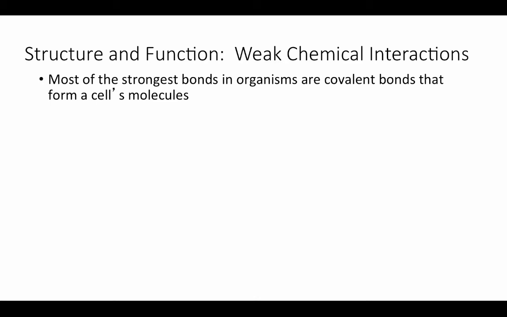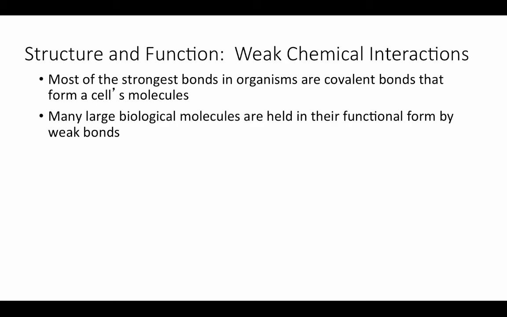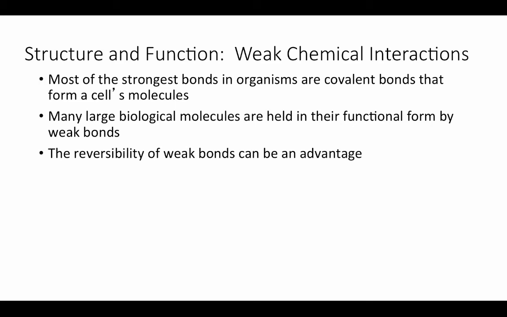Those are going to be the covalent bonds that determine the structure of the molecule. But it's also possible for these large biological molecules to have weak interactions between different parts of, say, a long chain. And so they're going to be held into this specific shape, a functional form, by these weak interactions such as hydrogen bonds. And so these weak bonds are highly reversible.